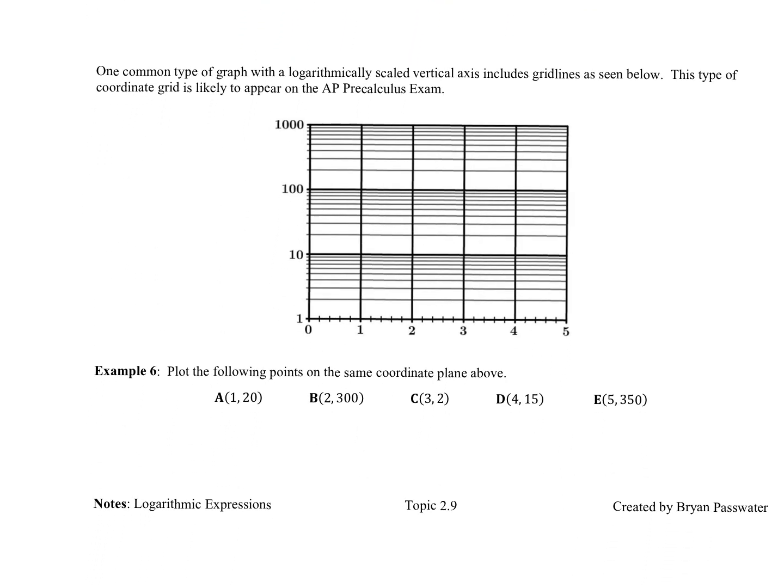Miranda's going to keep reading. One common type of graph with a logarithmic scale, the vertical axis includes grid lines as seen below. This type of coordinate grid is likely to appear on the AP Precalculus. All right. So this is going to be a lesson later on. However, I'm going to intro things here. I think it's actually a good intro for it.